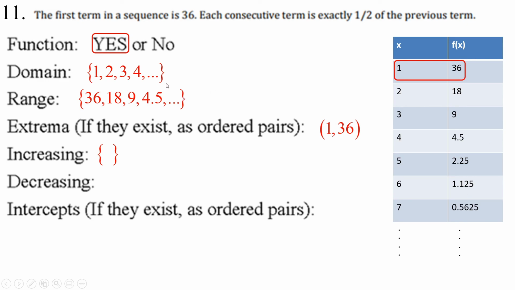So I'm just going to rewrite the domain. 1, 2, 3, 4, and so on. Now intercepts. Well, x never equals 0, so there's never a y-intercept. And my y's are going to get closer and closer to 0, but never get there, so there's never an x-intercept. That's the empty set. Well, that wasn't so bad, was it?